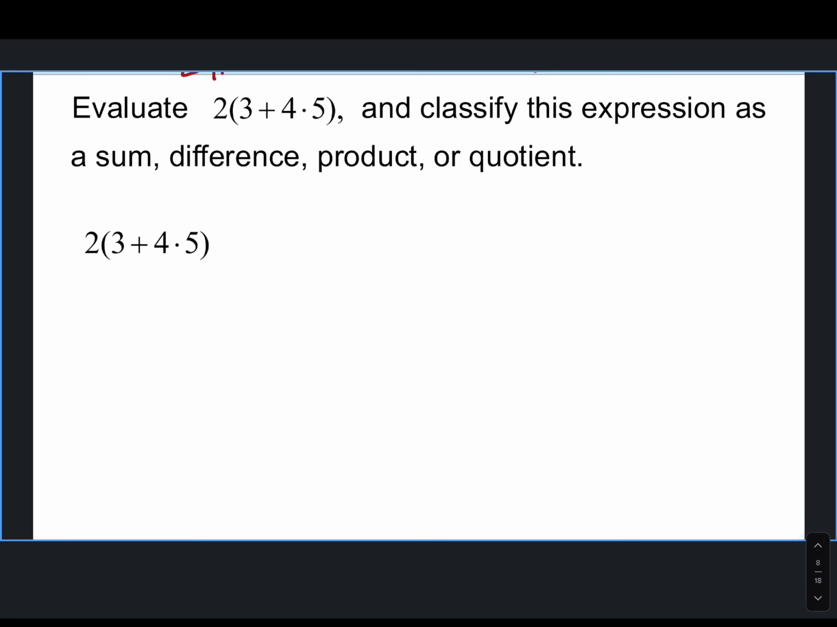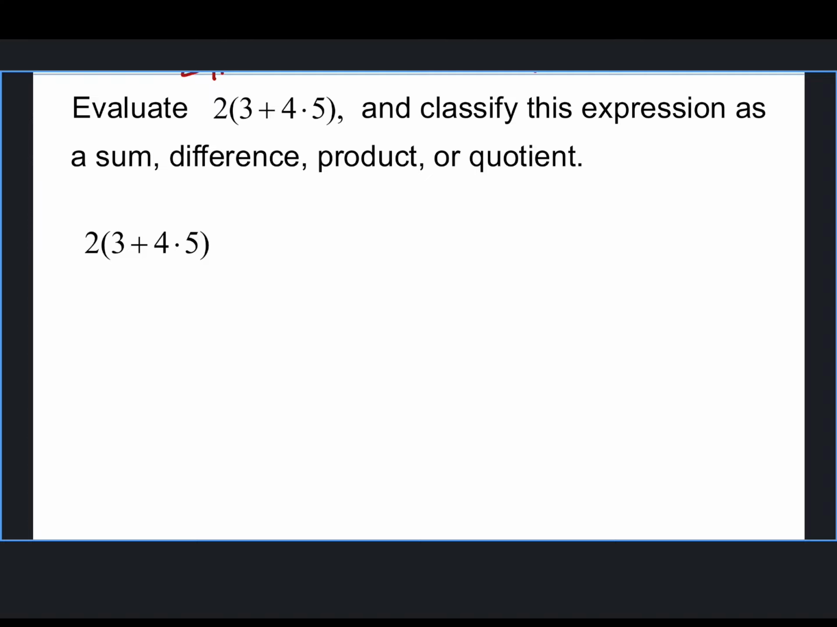So our next example, we want to evaluate 2 times the quantity 3 plus 4 times 5 and classify this expression as a sum, difference, product, or quotient. Number 1, you can't classify it from the first step. We'll classify it at the last step. So, what do we do first? You want the parentheses first. We do the stuff inside the parentheses first, right?